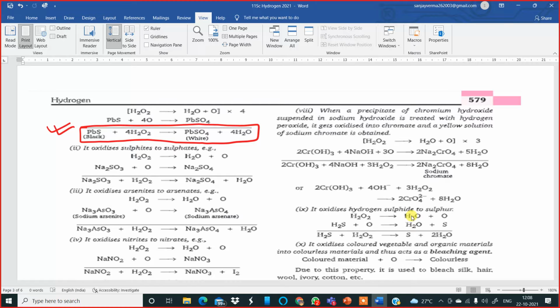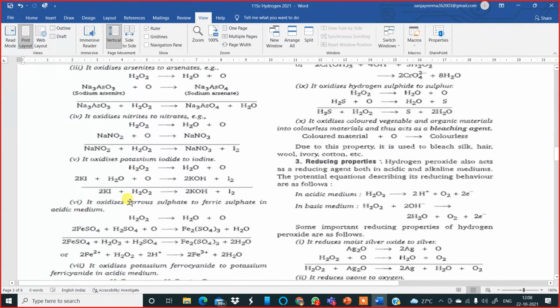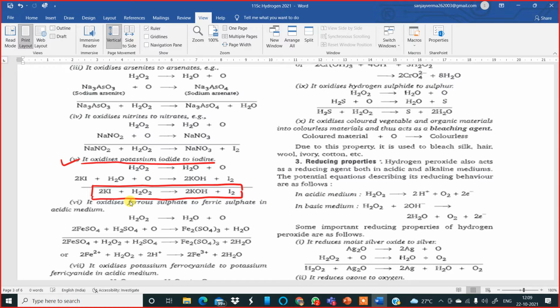The next equation to be learned is that it oxidizes potassium iodide to iodine. Potassium iodide to iodine is below over here. So you learn this equation: 2KI plus H2O2 forms potassium hydroxide and iodine. All are important equations. This is the second oxidation reaction.